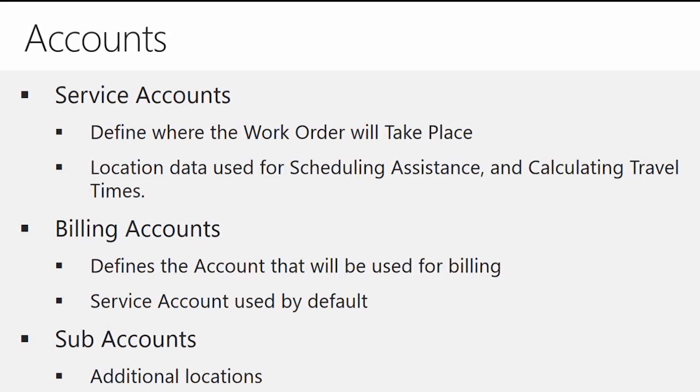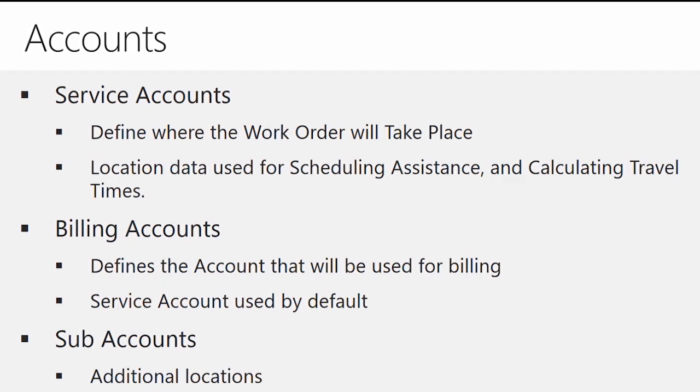That's also what's going to be used for the scheduling assistant and to calculate travel times, because it's going to look at the address associated with the service account attached to that particular work order. Every single work order that you work with has to have a service account associated with it. Even if you're using it for an internal situation, you still have to associate it with an internal service account from inside the application.